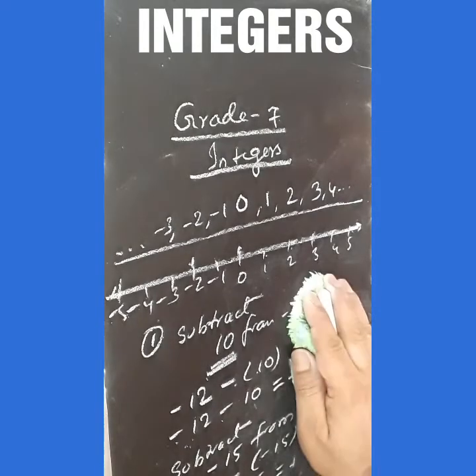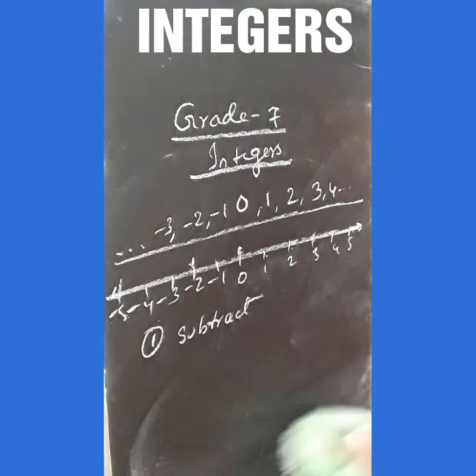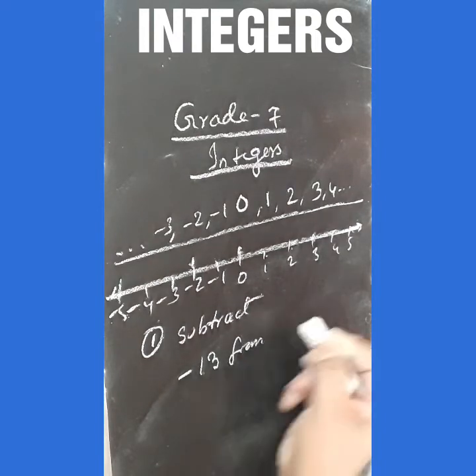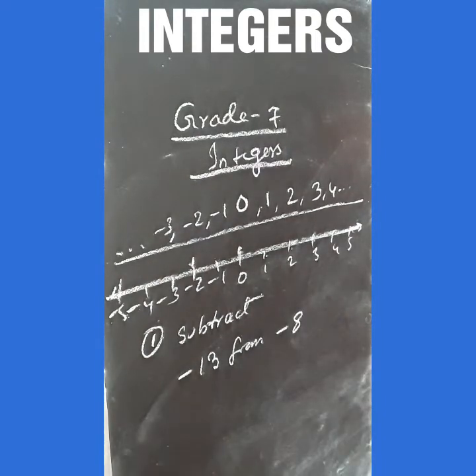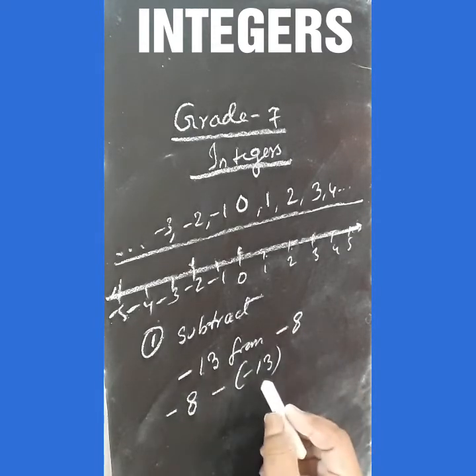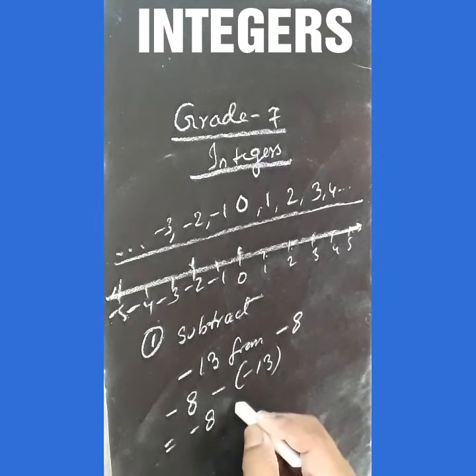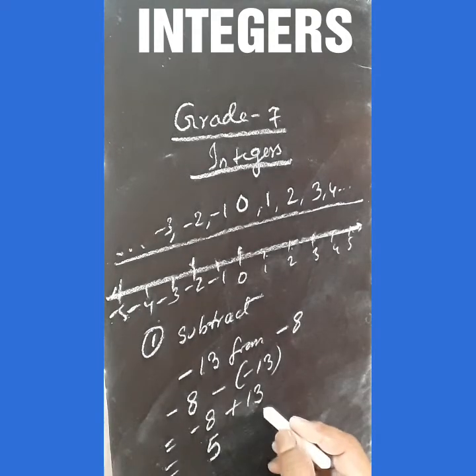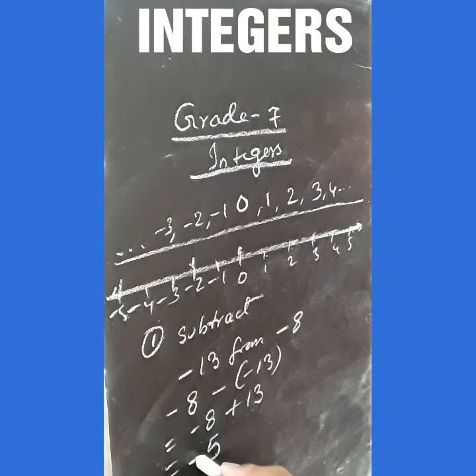We take another example also here. Suppose we have to subtract minus 13 from minus 8. Then we will write minus 8 minus of minus 13. We will change the sign of this, it will become minus 8 plus 13. Now we will follow the procedure of addition. Both have different signs, we will subtract them. 13 minus 8 we get 5 here, and the sign of the number with greater absolute value, 13, is positive, so it will be plus 5.